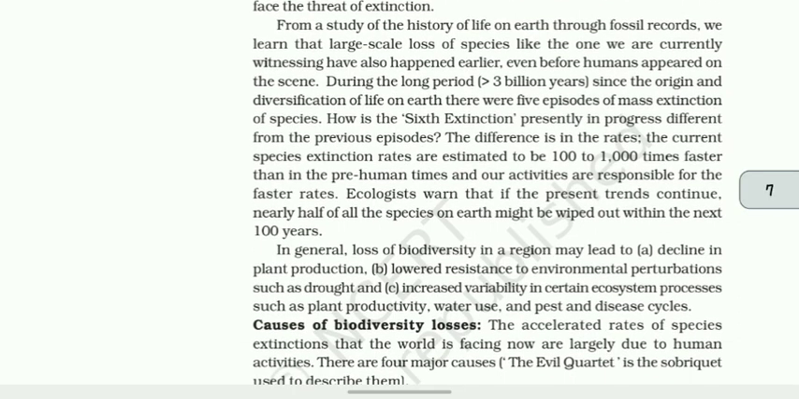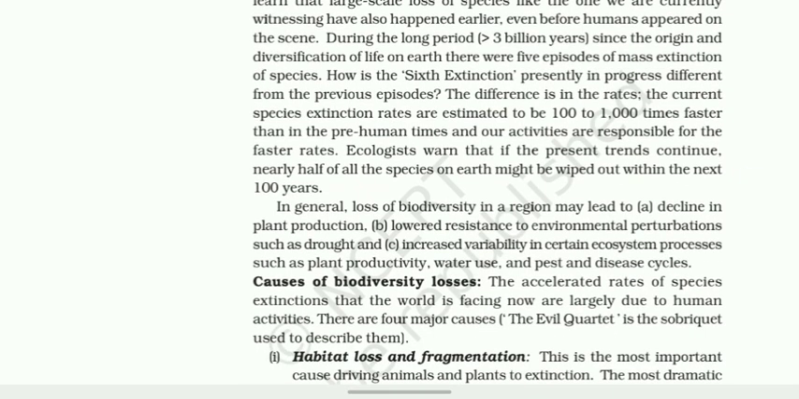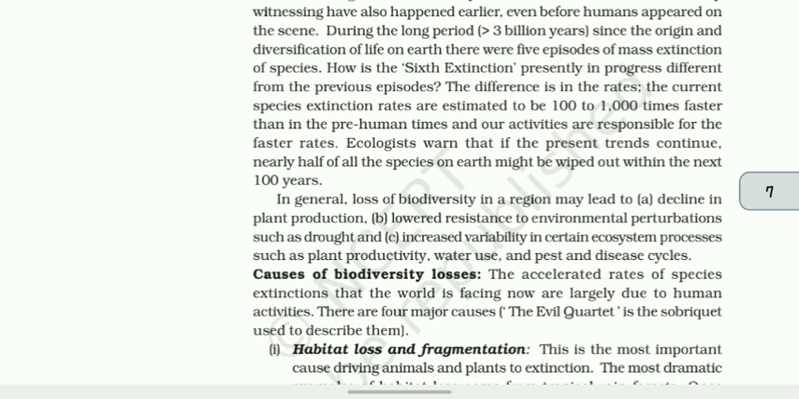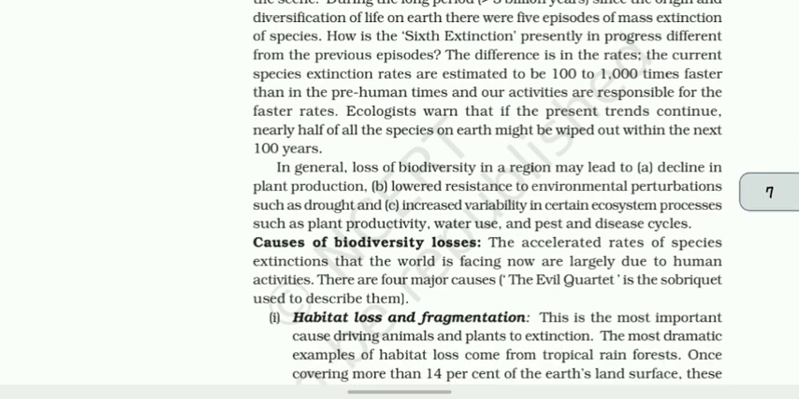From a study of the history of life on Earth through fossil records, we learn that large-scale loss of species like the one we are currently witnessing has also happened earlier, even before humans appeared on the scene. During the long period since the origin and diversification of life on Earth, there were 5 episodes of mass extinction of species.